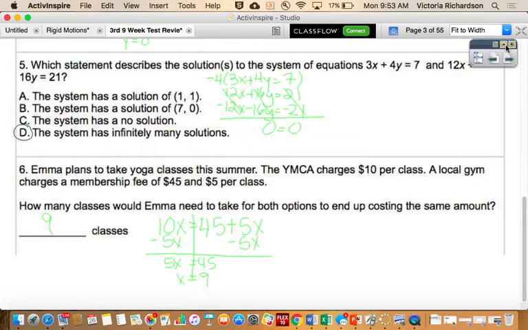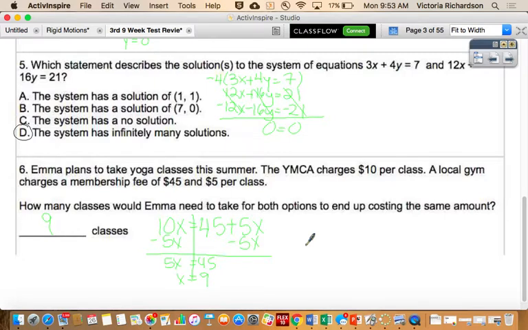Now it says how many classes would Emma need to take for both options to end up costing the same amount. So when it says the same amount, we're going to set them equal to each other. So I have 10x equals $45 plus 5x. This being the YMCA side and this being the gym side. So now we have an equation with variables on both sides.